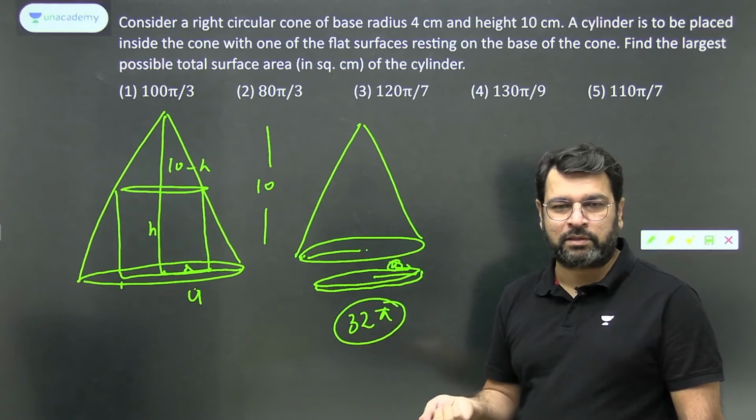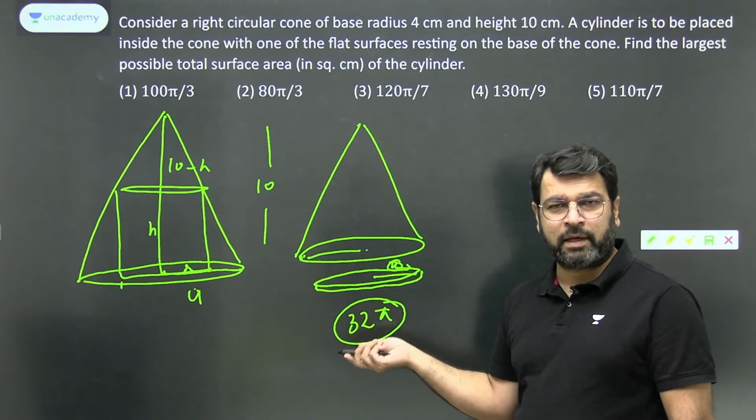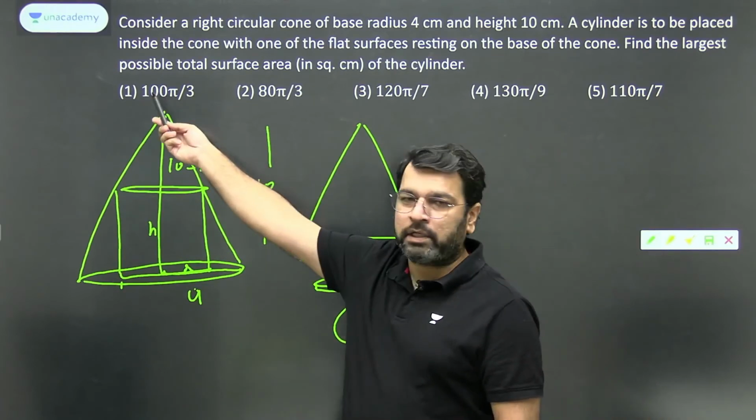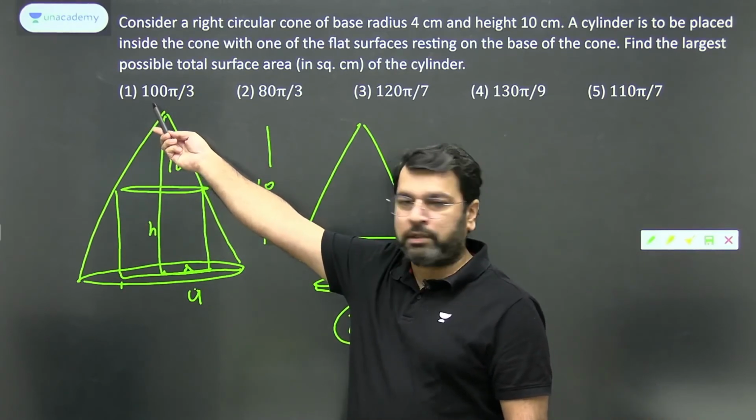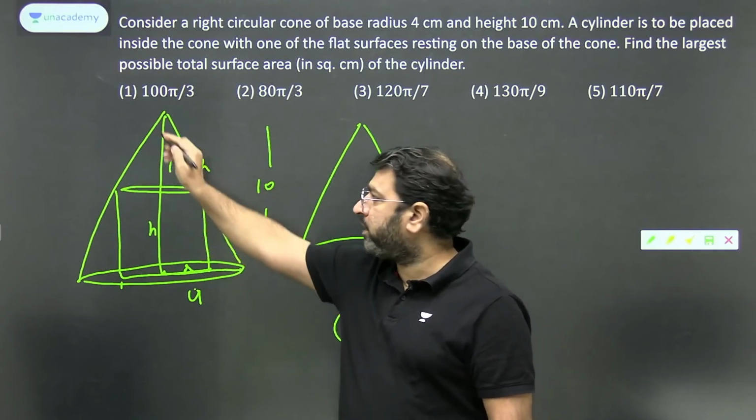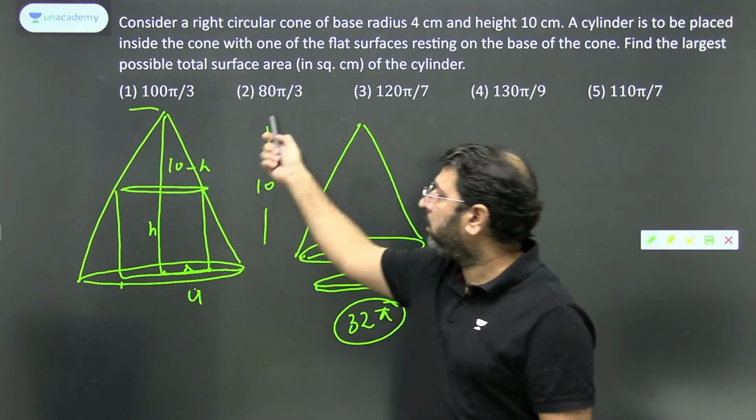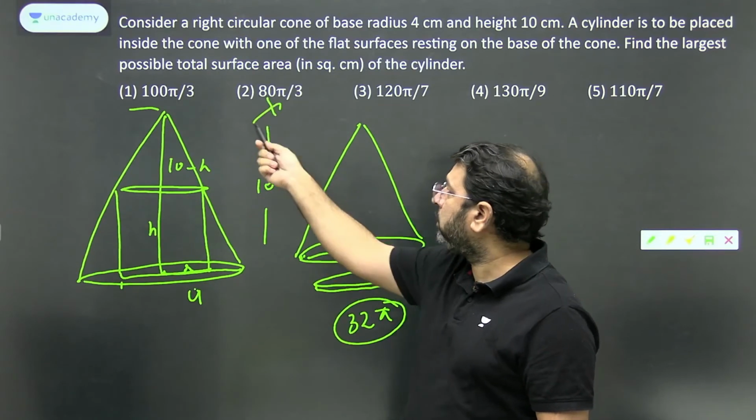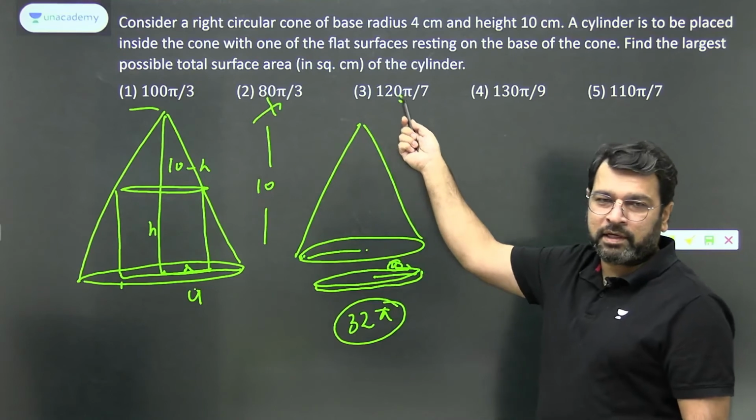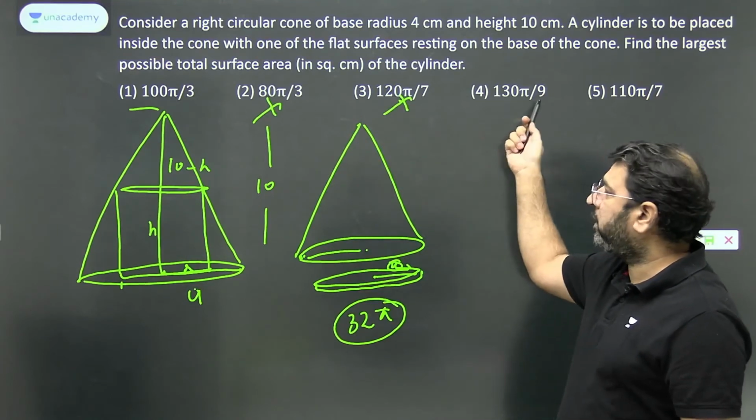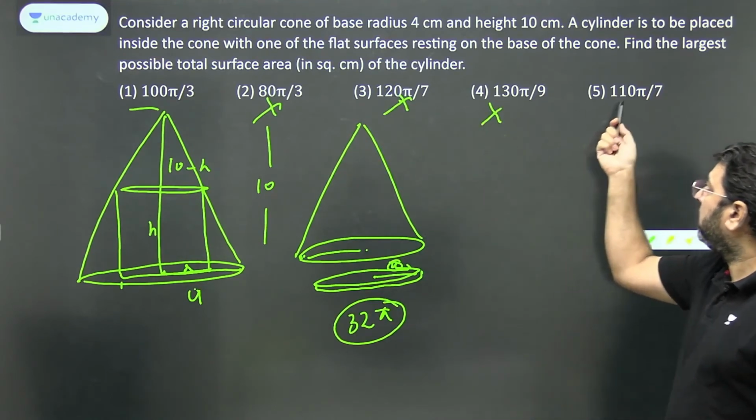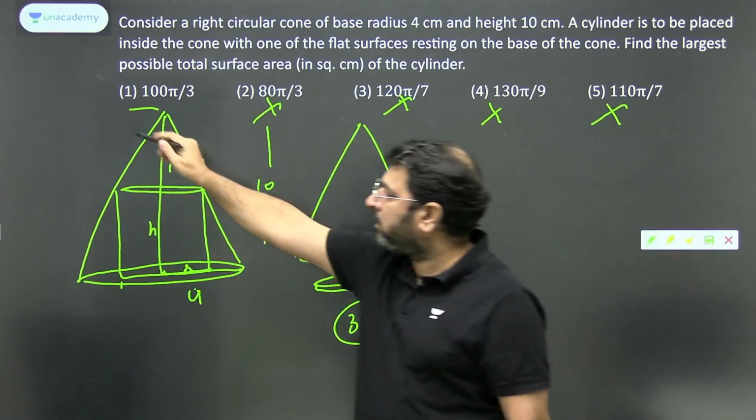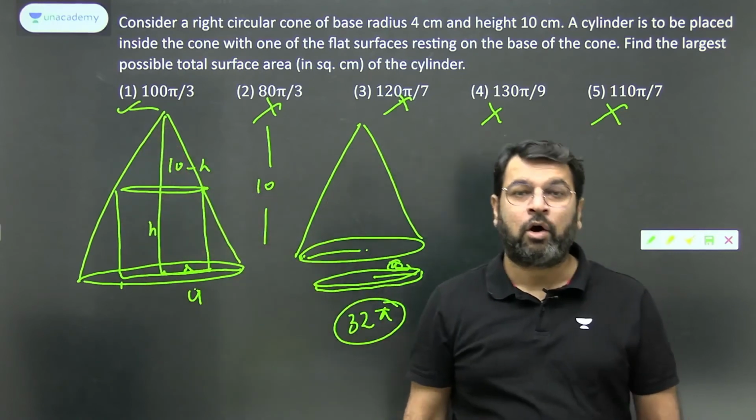इससे कम तो आंसर नहीं हो सकता ना, क्योंकि ये तो मुझे मिल ही रहा है. I am getting this cylinder, right. Now check the options. 100 पाई अपॉन 3, right, 33.3, इससे बड़ा है, could be my answer. 80 पाई बाय 3 is less than this, है ना, ruled out. 120 upon 7 again less than this, ruled out. 130 upon 9 less than this, ruled out. 110 upon 7 less than this, ruled out. एक ही ऑप्शन है, ऑप्शन ने हेल्प की, right.